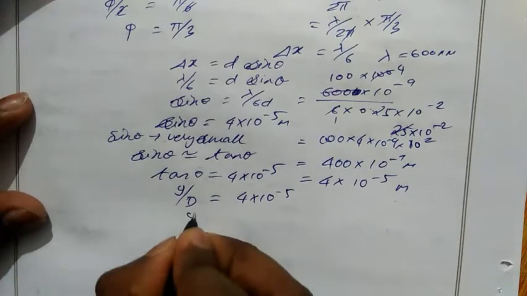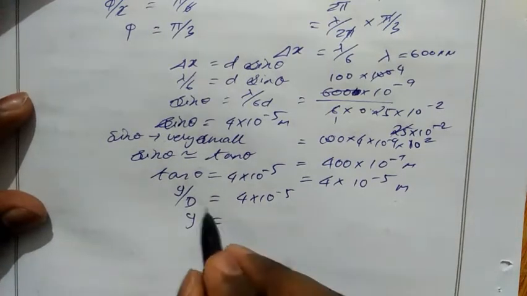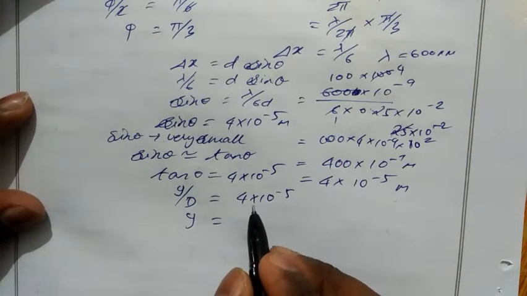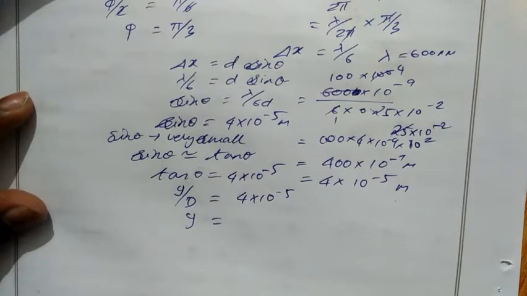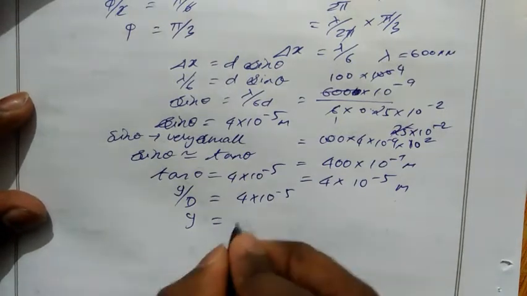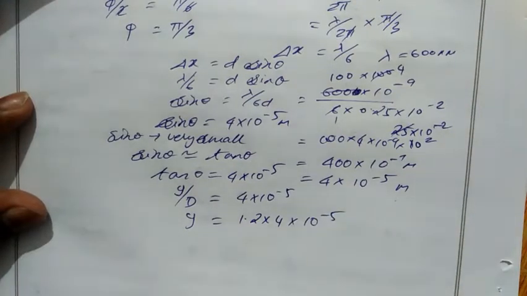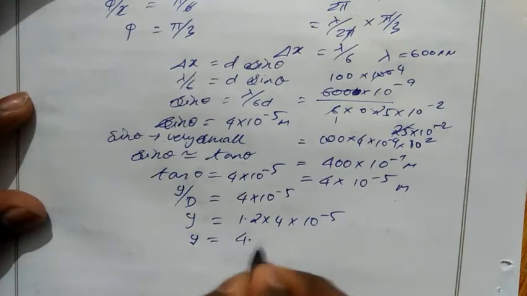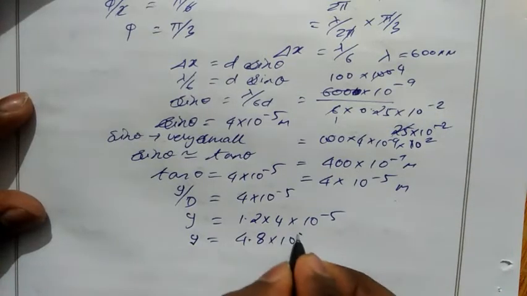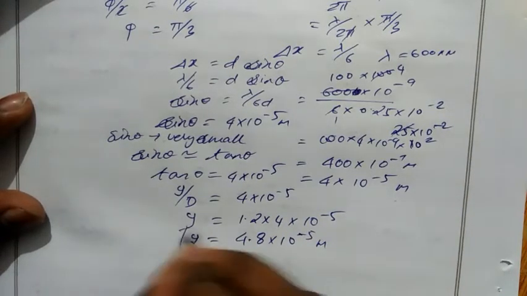Okay, then Y equal to, we have to find the Y value, D into 4 into 10 power minus 5. What's the value of D? D is given in the problem, 1.2. 1.2 into 4 into 10 power minus 5. So 1.2 into 4 will be 4.8. So 4.8 into 10 power minus 5 meter.